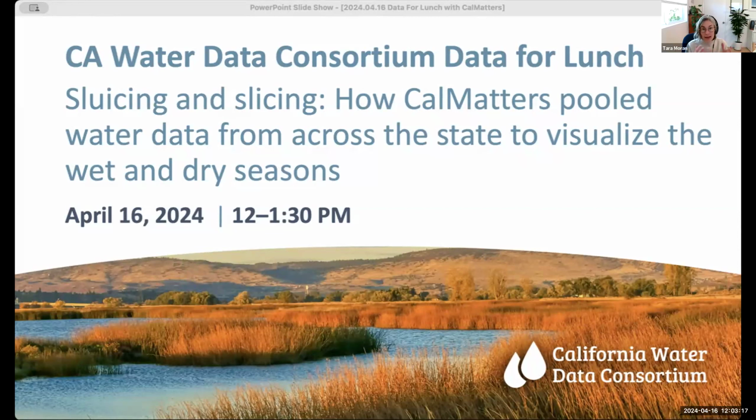So CalMatters created the water and drought tracker that we're going to learn about here today to distill and communicate the complexity of water and make that information available to their readers. The dashboard funnels many data points collected by public agencies, telling different pieces of the story in a really straightforward explanation of how the state is doing when it comes to water management and access.